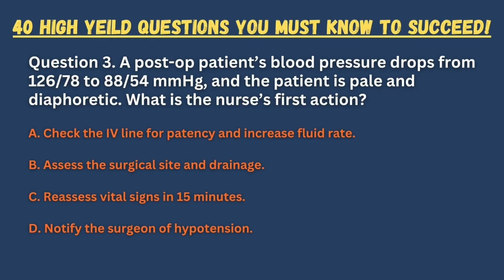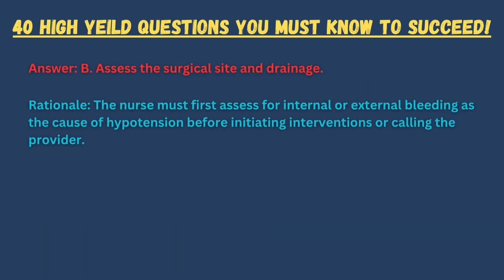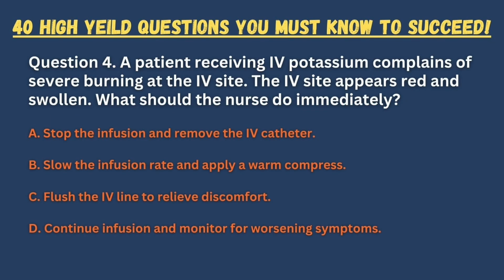A. Check the IV line for patency and increase fluid rate. B. Assess the surgical site and drainage. C. Reassess vital signs in 15 minutes. D. Notify the surgeon of hypotension. Answer: B. Assess the surgical site and drainage. Rationale: the nurse must first assess for internal or external bleeding as the cause of hypotension before initiating interventions or calling the provider. Question 4.